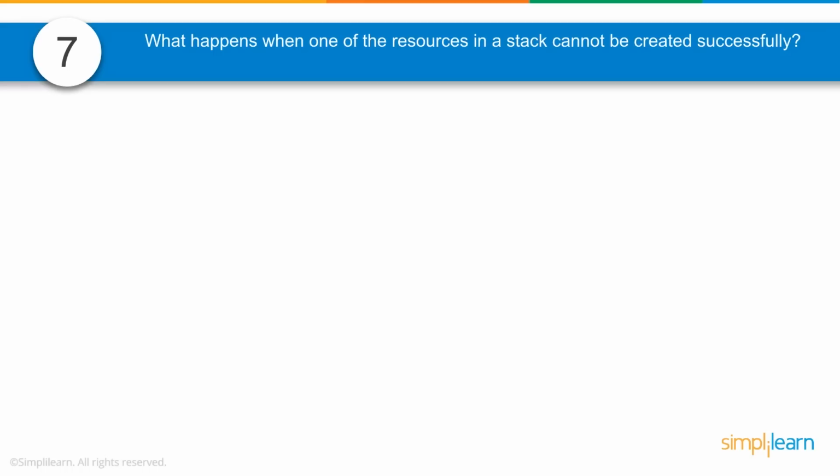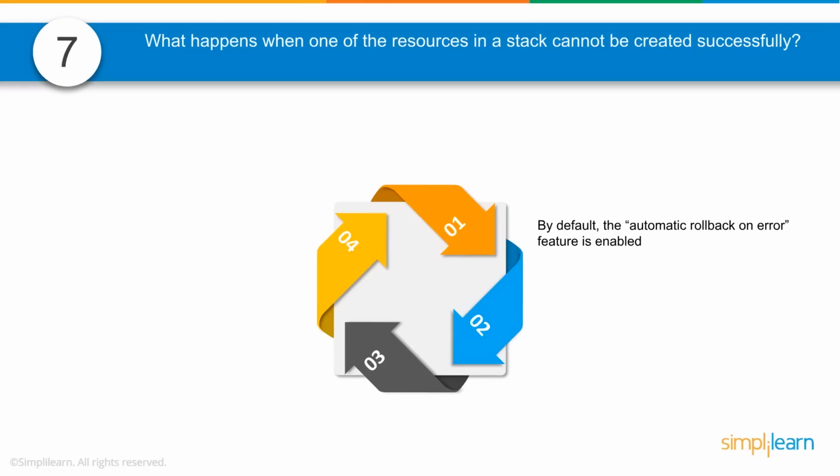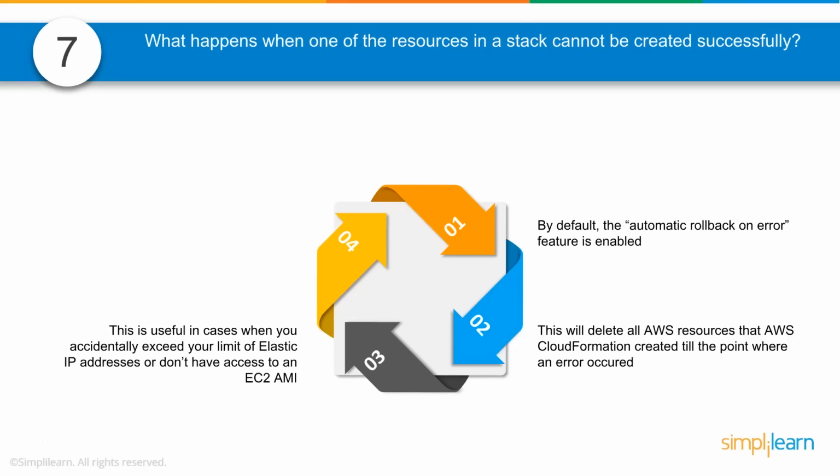Still talking about CloudFormation, this is another classic question: what happens when one of the resources in a stack cannot be created successfully? Well, if a resource in a stack cannot be created, CloudFormation automatically rolls back and terminates all the resources that were created using the CloudFormation template. So whatever resources were created through the template from the beginning, let's say we have created 10 resources and the 11th resource is now failing, CloudFormation will roll back and delete all the 10 resources that were created previously.